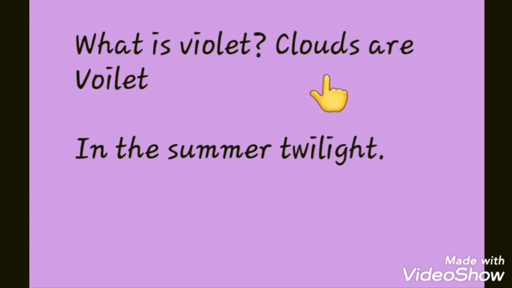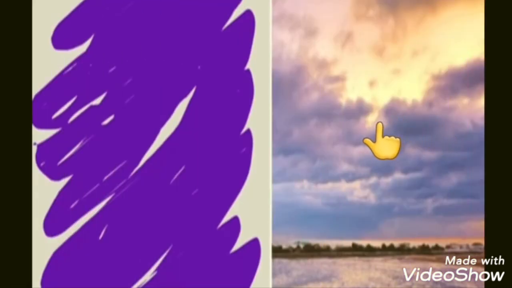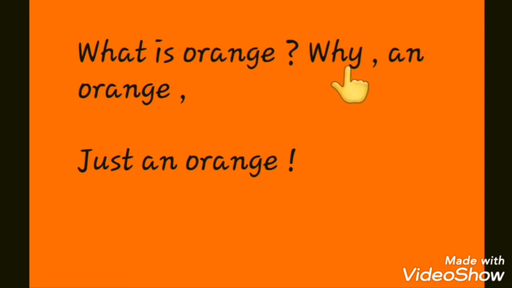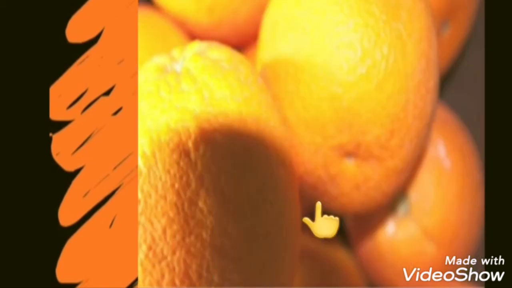What is violet? Clouds are violet in the summer twilight. Now my dear students, remember the word twilight means the time between the sunset and the dusk, the time during the evening. So sometimes we see that the clouds are violet in color. So this is what she meant in these lines. Next lines. What is orange? Why, an orange! Just an orange! The last color that the poet is mentioning is the orange color, and here she is giving the example of the orange fruit. So now students, you will come to know that this is a simple poem.